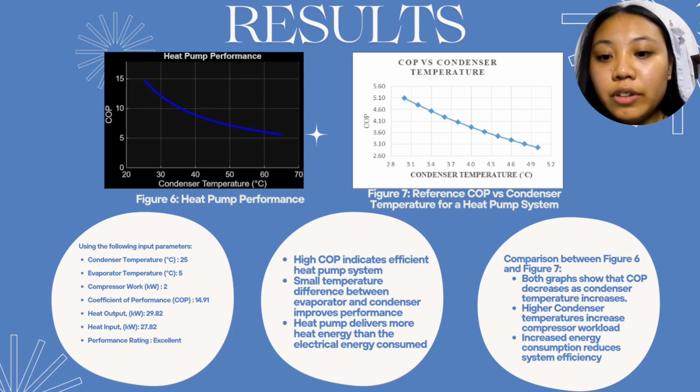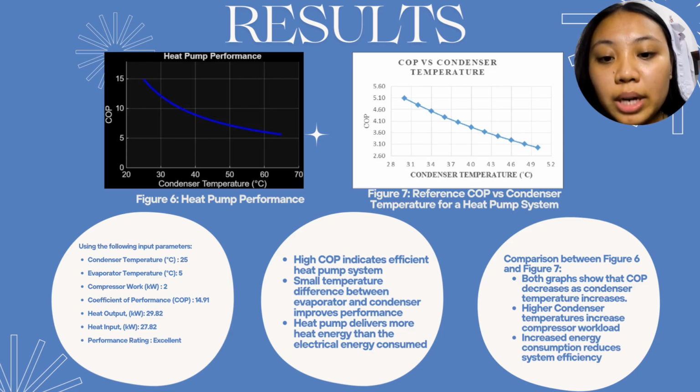Based on the graph, a high COP indicates an efficient heat pump system. A small temperature difference between evaporator and condenser improves the performance. The heat pump delivers more heat energy than the electrical energy consumed.